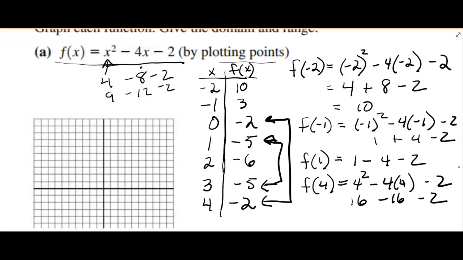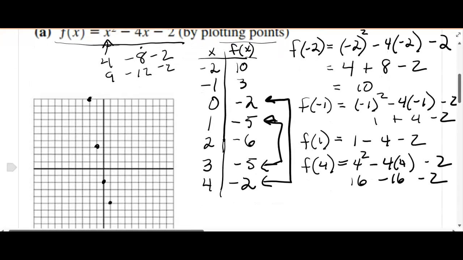Okay, so let's graph these points and see what it looks like. -2, 10, it's way up here. -1, 3. 0, -2. 1, -5. I need to scroll up just a little bit. Okay, and then 2, -6, 3, -5, and 4, -2. Now, that's the parabola we have.